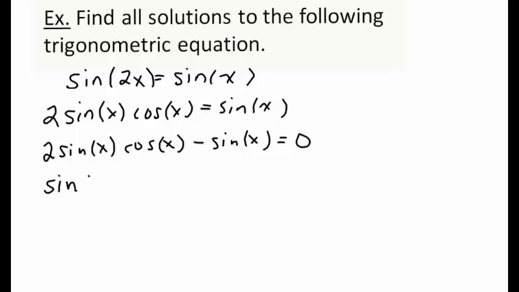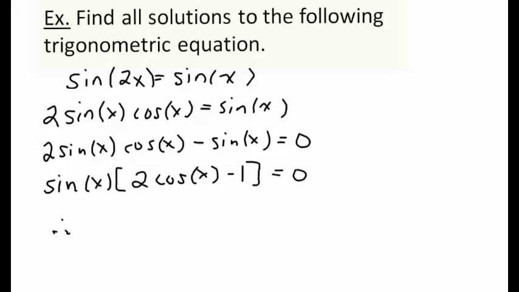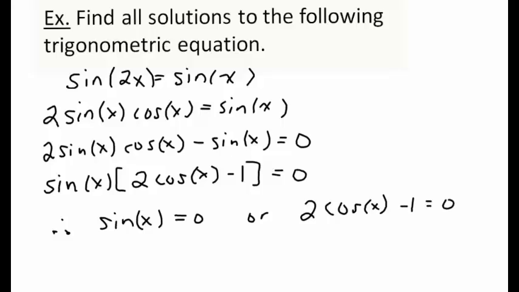Now, factoring out sine of x, we're going to be left with 2 cosine of x minus 1. So this means either sine of x is equal to 0, or 2 times cosine of x minus 1 is equal to 0. And we can simplify the right-hand side to cosine of x is equal to 1/2. So on our next slide, we'll work at solving both of these two equations.